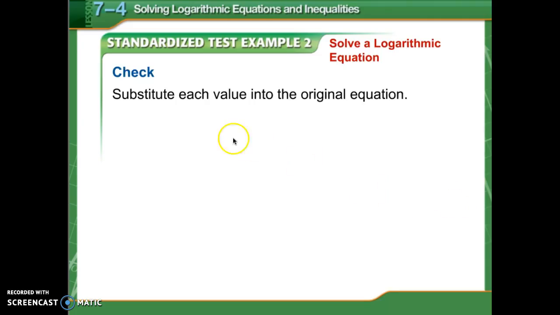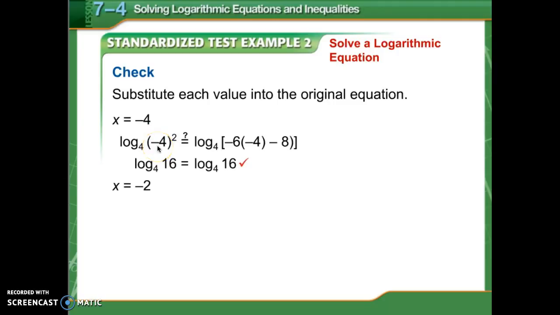And so then on our next screen, we'll see which choice that was. They want us to check your work. It's always a good idea to check your work. If you plug back in negative 4 squared is 16, log base 4 of 16.